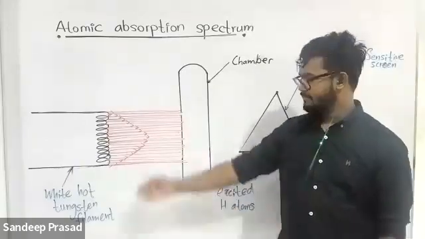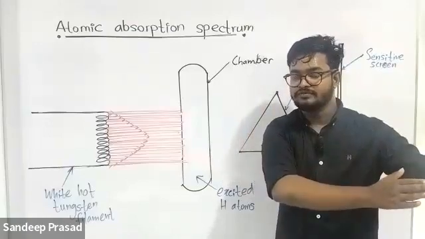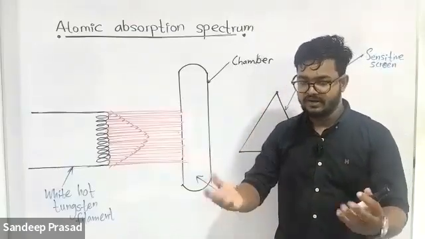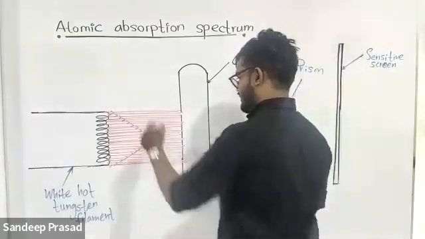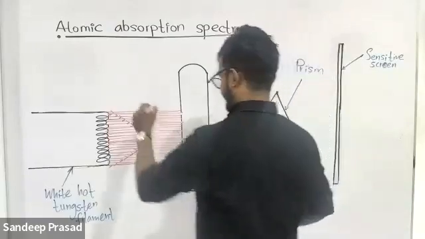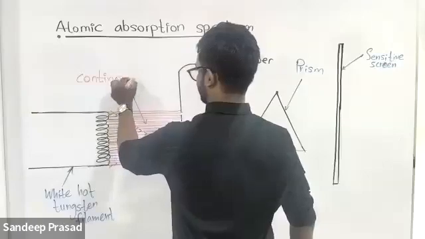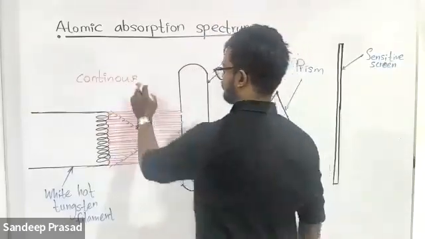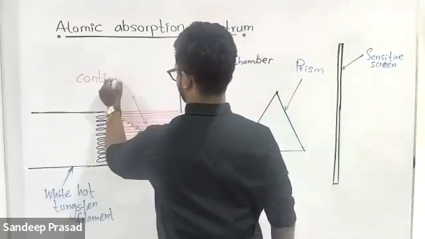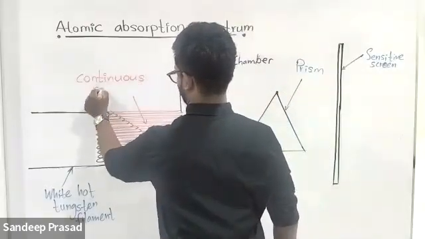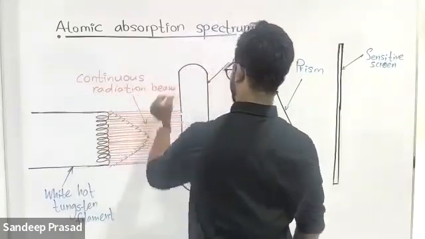You can understand it because this is light. Light means visible light. Visible light is a component of the electromagnetic radiation. We learned that electromagnetic radiation is a continuous spectrum. So therefore, no doubt about it, this is actually continuous. Continuous radiation beam. Yeah, let's write down a continuous radiation beam, right? Okay.